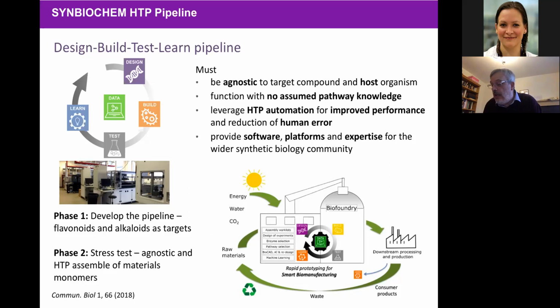Now, development of the SymbiochEM BioFoundry concept was really phased. In phase one, we focused very much on developing the underpinning capabilities of the pipeline around three target groups of compounds, those being flavonoids, terpenes, and alkaloids as exemplar groups. And then in the second phase, we tested the pipeline in anger, carrying out a stress test to determine how many materials monomers, for example, that we could produce from biology in a three-month window using the SymbiochEM capabilities.